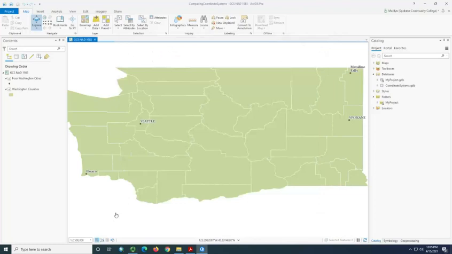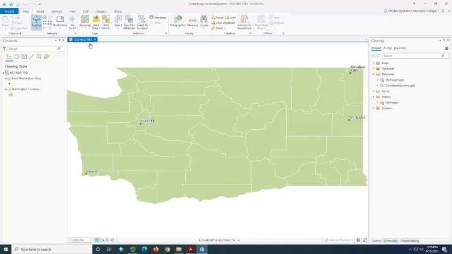Okay, students, so we're back here, and we've just opened up our comparing coordinate systems. And what are we going to talk about? Well, let's talk about where we can find the coordinate systems and information about the coordinate system here in ArcGIS Pro.